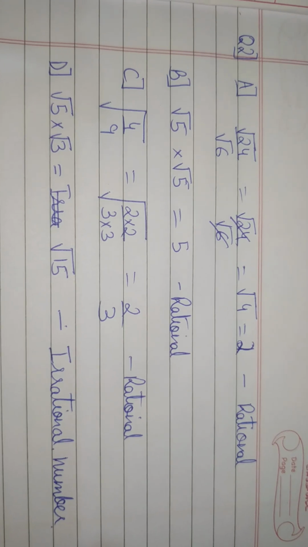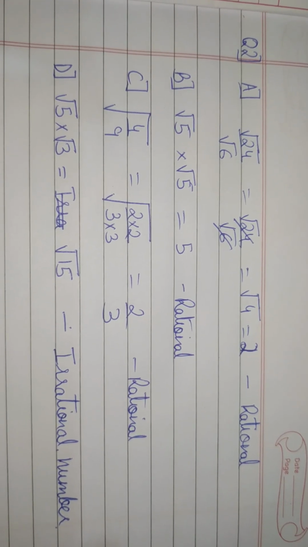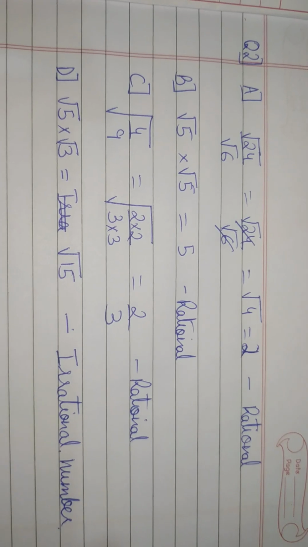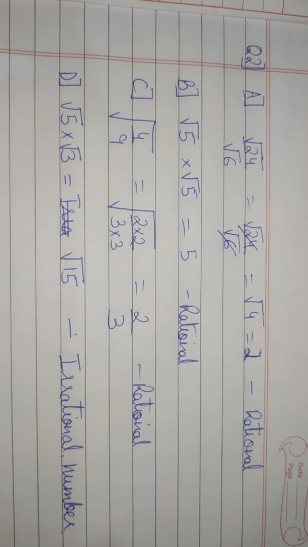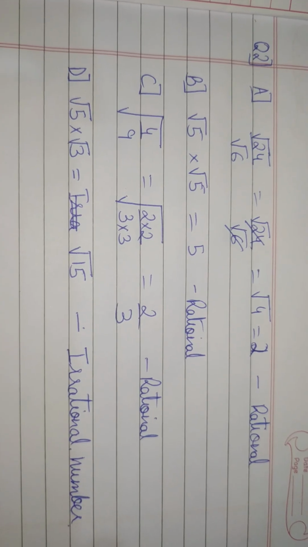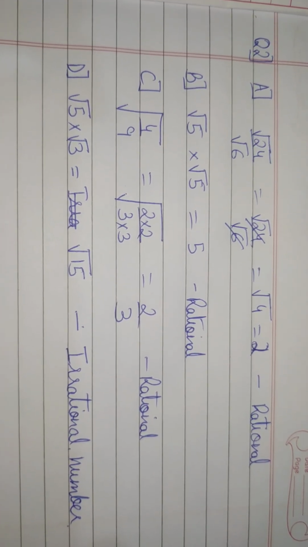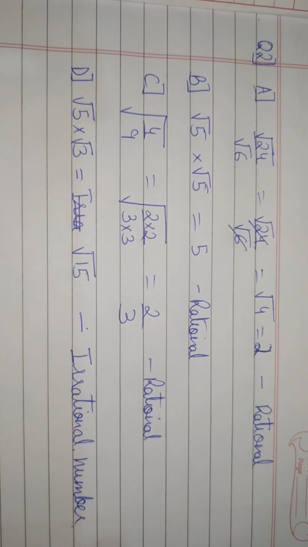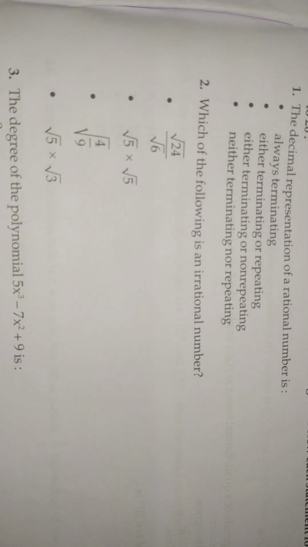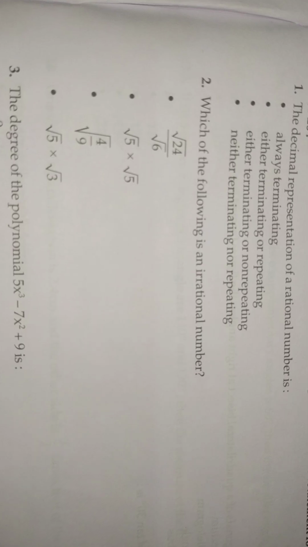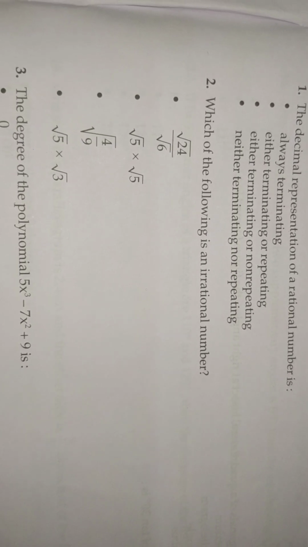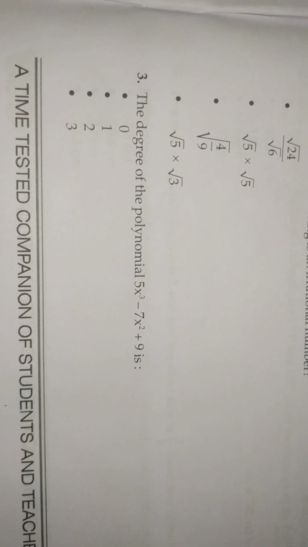Option C, root 4 upon 9 is equal to root 2 multiplied by 2 upon 3 multiplied by 3. So you will get 2 upon 3. That is also a rational number. And option D, root 3 multiplied by root 5. You will get root 15. So that is an irrational number. In the question they ask us for the irrational number, so option D will be your irrational number.